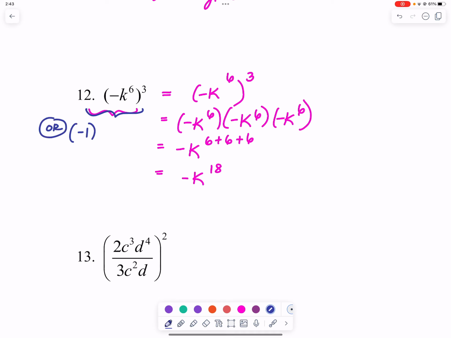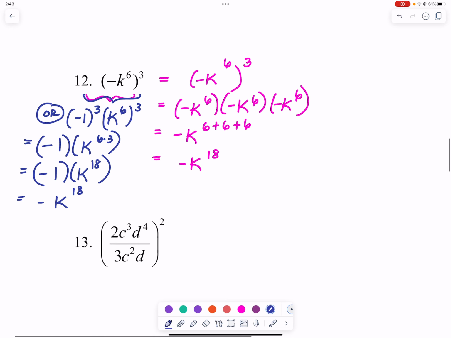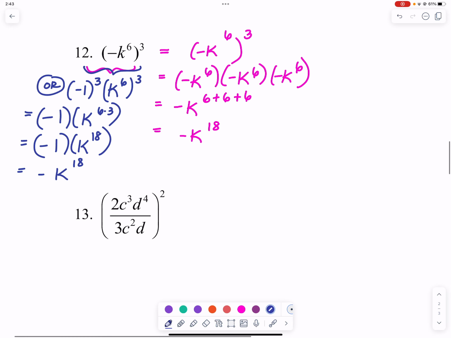as negative 1 cubed multiplied by k to the 6th, cubed. So you would have a negative 1 multiplied by k to the 6 times 3. And you'd have a negative k to the 18th. So there's several ways that you can do that.